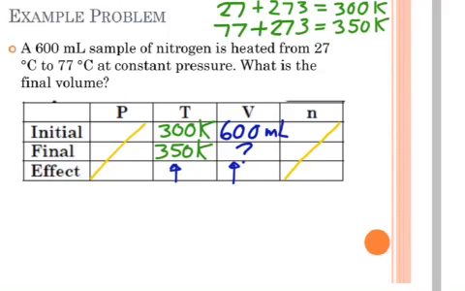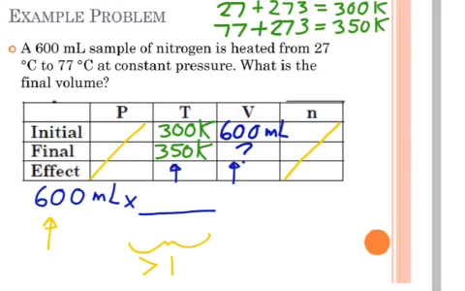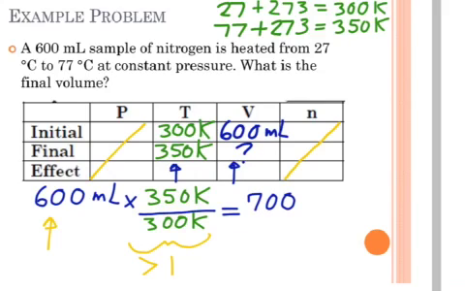So again, I start with the number that I know the least about, the 600 milliliters. I'm going to multiply, set up a little fraction here. I want my volume to get bigger, so I need to set up a fraction that is greater than 1. That means this time I want to put 350 Kelvin on the top and 300 Kelvin on the bottom. Multiply that out. I did the multiplication and I got 700 milliliters.